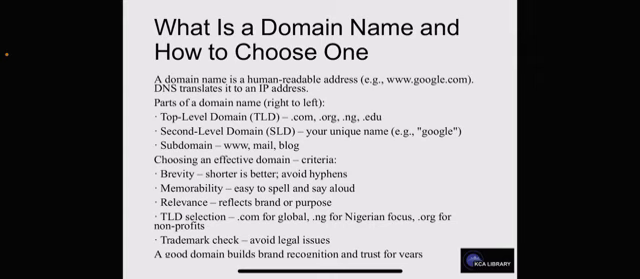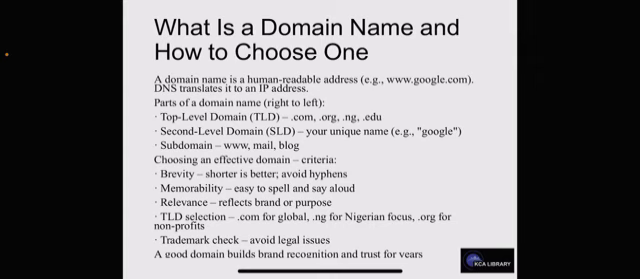A domain name is a human readable address. That is what every literate person can easily read. So it is the readable address of a website. For instance, just like we have mentioned, www.google.com, www.safari.com, www.nigerloaded.com. These are domain names. They are readable addresses, which the DNS translates into an IP address.